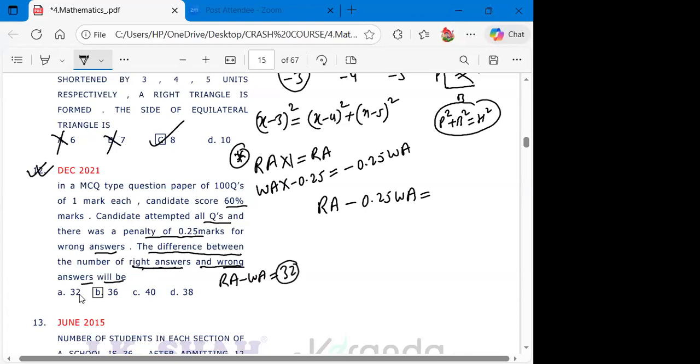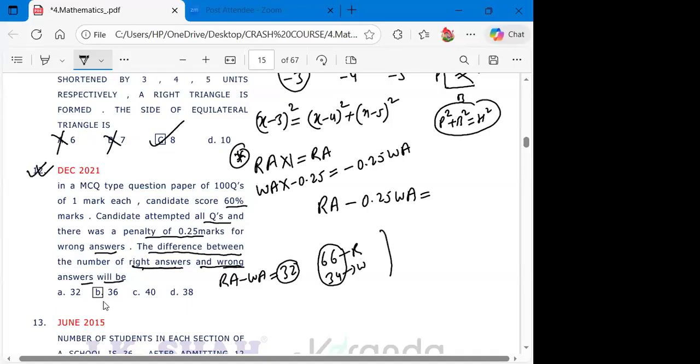the difference between right and wrong is 32. How is it possible? If he gets 66 questions correct, how many wrong? 34. This will be the difference. Understood? I'm not saying this is the answer. If I go with option 1, this is right and this is wrong. Now, if I go with option 2.